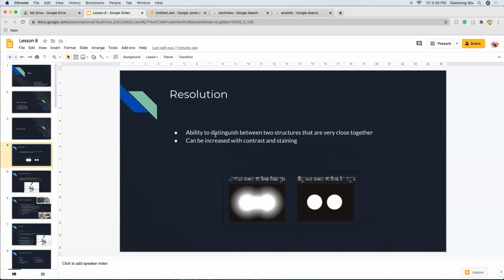Going back to my definition, the ability to distinguish between two structures. Here you can see, even though both images are showing two separate structures, the low resolution doesn't allow you to distinguish that they're two separate structures. But the higher resolution is like, oh, I can see that, they're two white dots. And then going to contrast and staining, how do I explain that? I think I explained it on later slides.